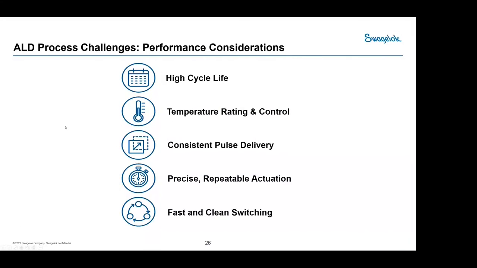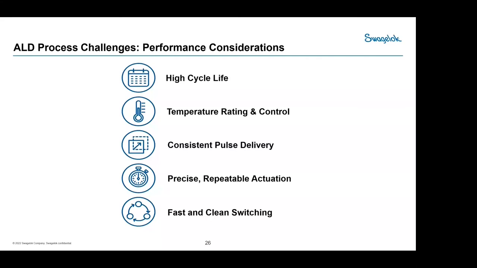So if you look at overall, we have discussed the ALD process challenges, in light of how to improve yields and conformity, and how to manage the unstable chemistry and all those things. And we're looking at the high cycle life, we're looking at the temperature rating and how do we control that. More importantly, how do we control the dose, the pulse delivery, the repeatable actuation, all those things, and how are these impacting our processes.